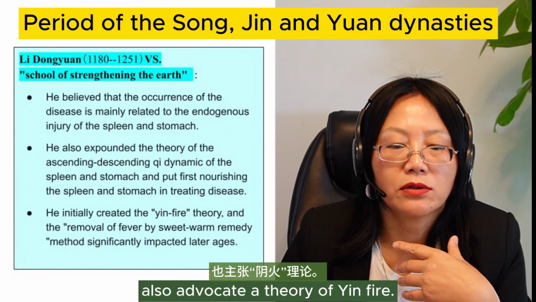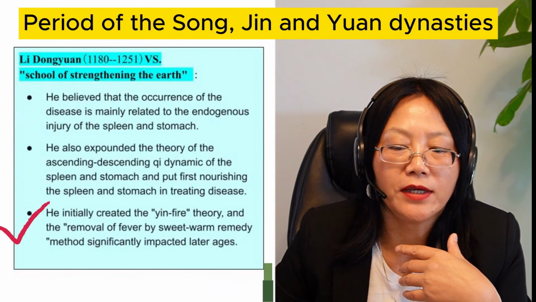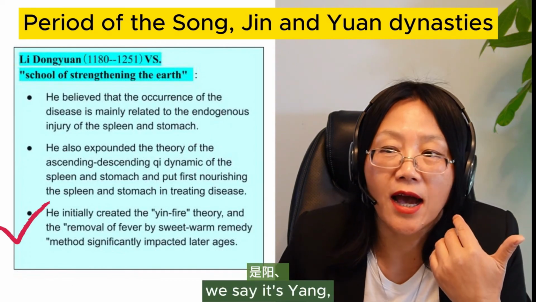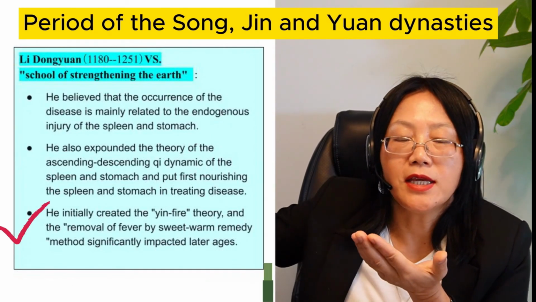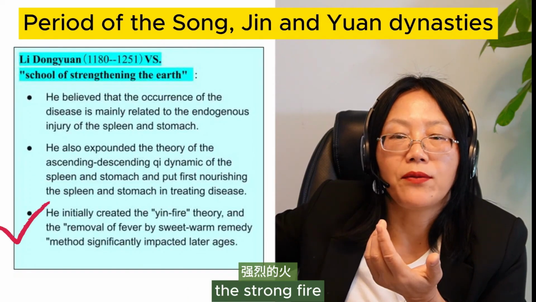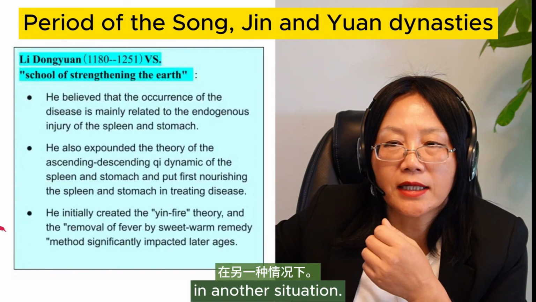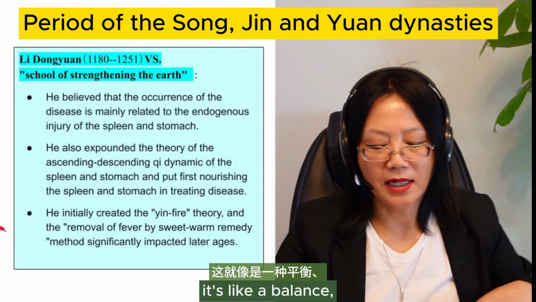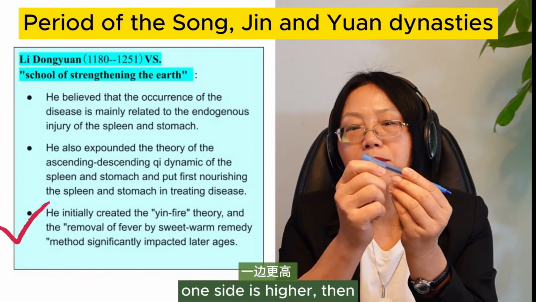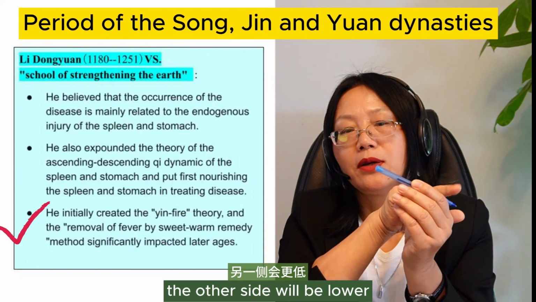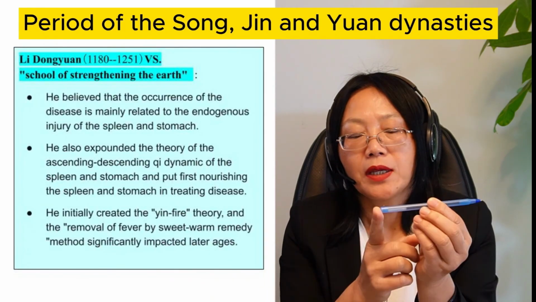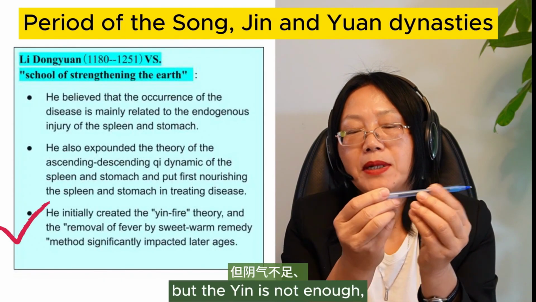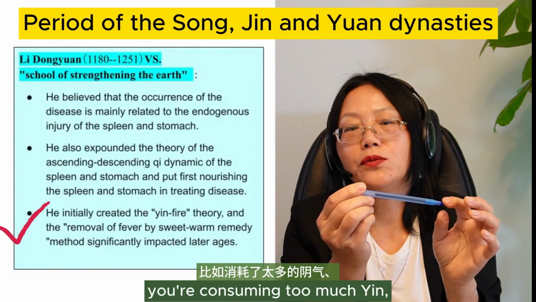Li Dongyuan also advocated a theory of a yin fire. Fire is yang, there is a fire. So this fire is a very strong fire. We call it excess fire. In another situation, if there's a yin deficiency, for example, it's like a balance. One side higher, the other side will be lower. That's like a kind of seesaw. If the yang is the same, but the yin is not enough, you are consuming too much yin.